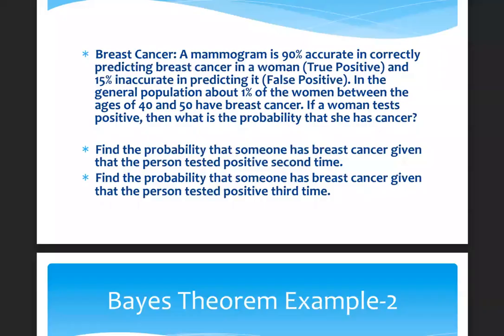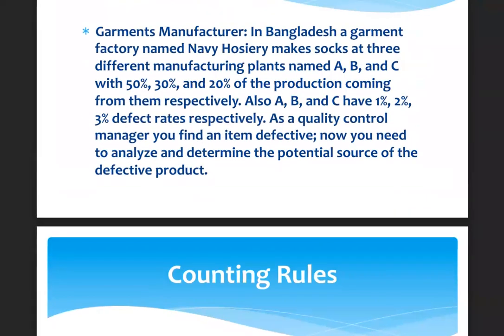Let's move on to the next problem. Garments manufacturer. This is a problem exactly like the traveling salesman problem. In Bangladesh, a garment factory named Navy Hosiery makes socks at 3 different manufacturing plants named A, B, and C, with 50%, 30%, and 20% of the production coming from them, respectively. Also, A, B, and C have 1%, 2%, and 3% defect rates, respectively.